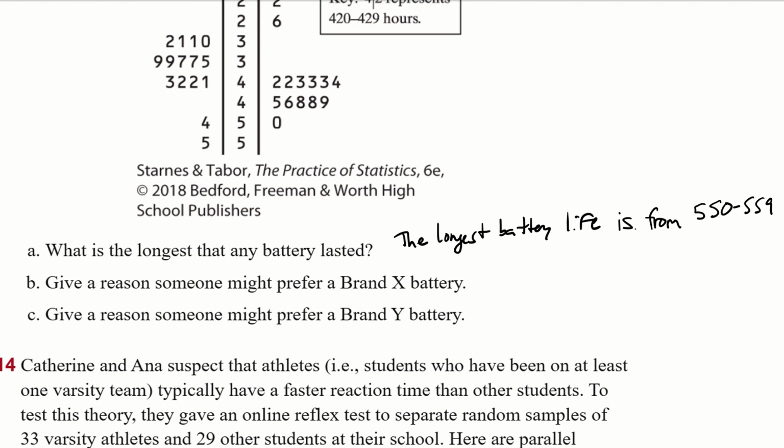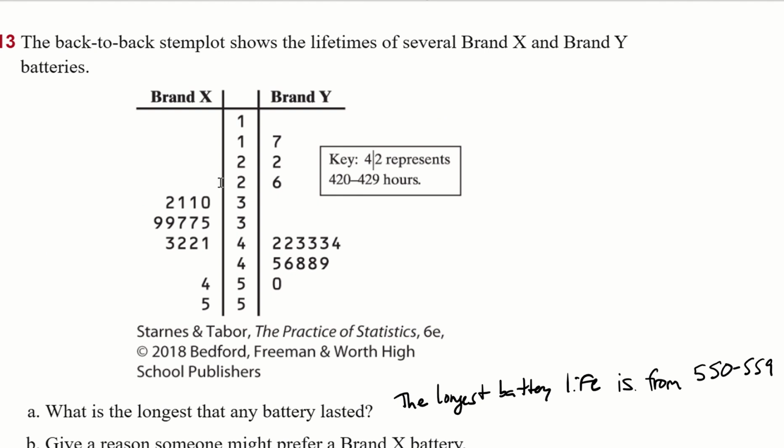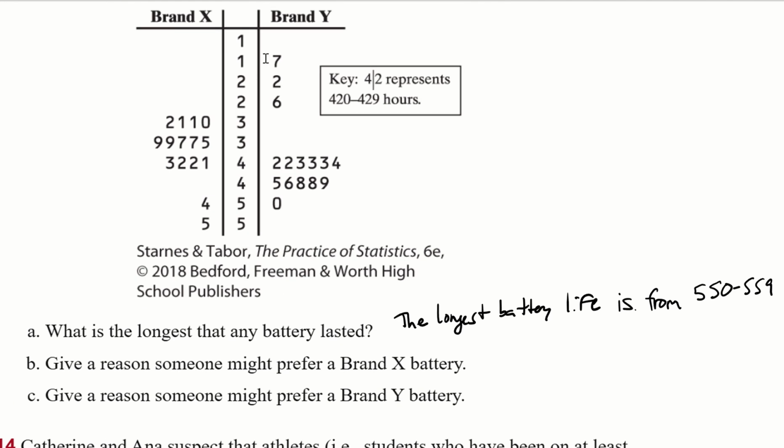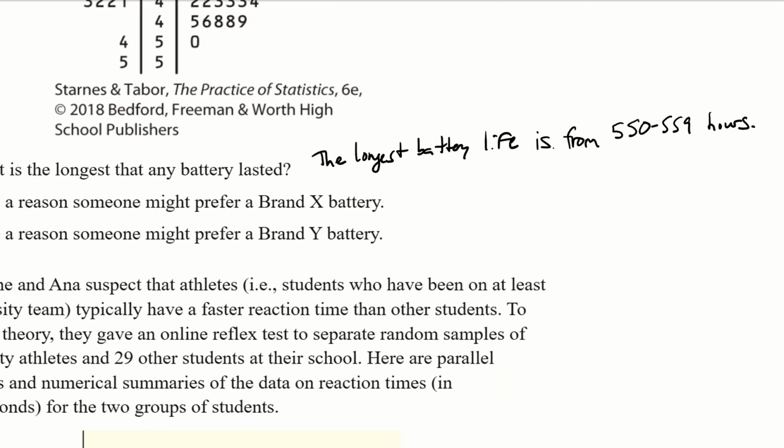All right, part B, give a reason someone might prefer a brand X battery. Okay, so let's look at brand X. If you compare that to brand Y, brand Y has one that's like 170 to 179 hours of battery life. That's pretty low. But if you look at brand X, the lowest that it has is 300 to 309 hours, right? So it has a higher minimum value, so the lowest that it can get is still higher than the lowest that brand Y offers. So that might be good. It's also less variable. It's less spread out compared to brand Y, and therefore is more consistent. So that could be a good reason to prefer brand X. Okay, so we'll give those as potential reasons.